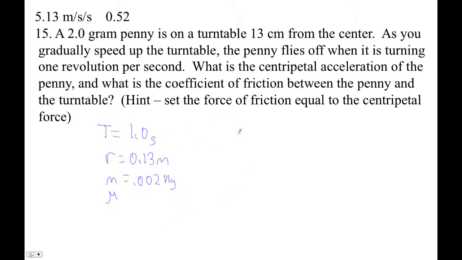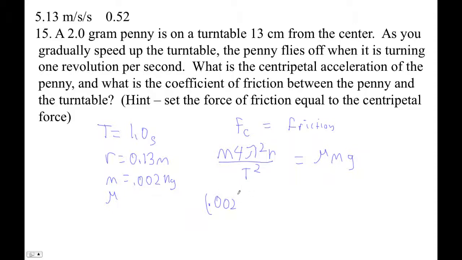So in this problem, we're going to set the centripetal force equal to friction. There are 2 formulas for centripetal force. We will choose the one that has the period in it, okay? So we're going to go m 4 pi squared r over T squared is equal to mu times m times g. So let's just plug in our numbers here.